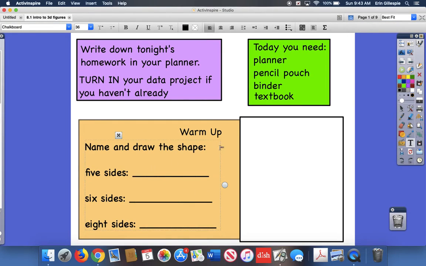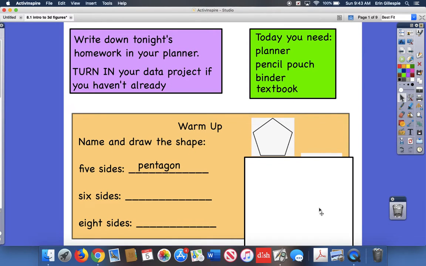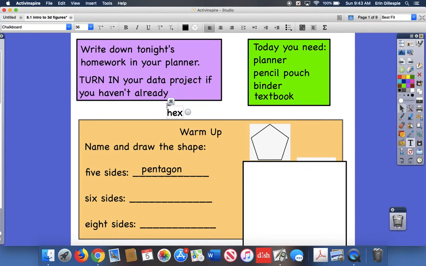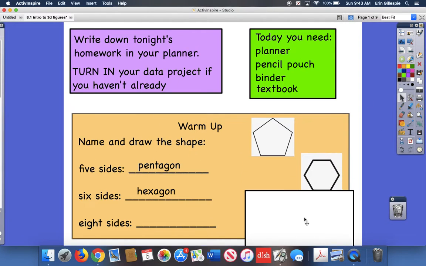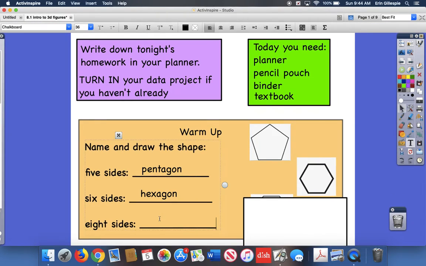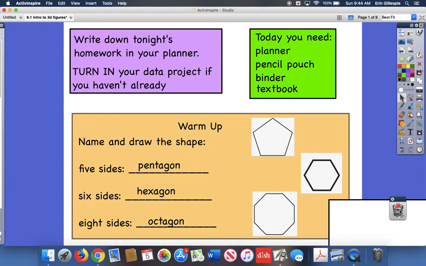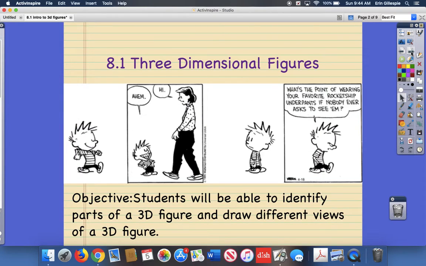A 5-sided shape, I'm going to type it up here and then drag it in, would be a pentagon. And that would look like this. 1, 2, 3, 4, 5 sides. A 6-sided shape is a hexagon, and that would look like that. 6 sides, 1, 2, 3, 4, 5, 6. And an 8-sided shape would be an octagon, like a stop sign. And that would look like that. 8 sides. Easy enough. All right, so let's talk about 3D figures.